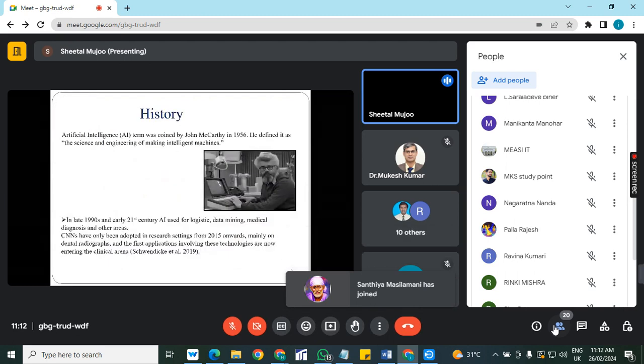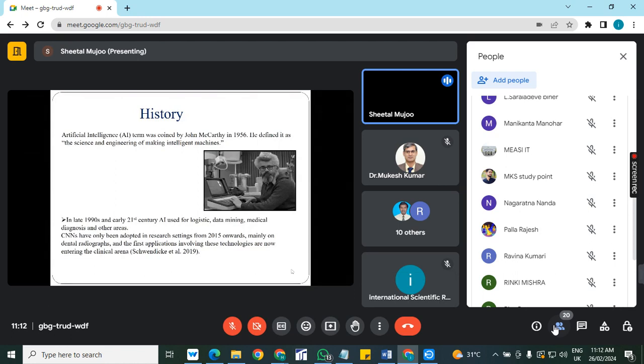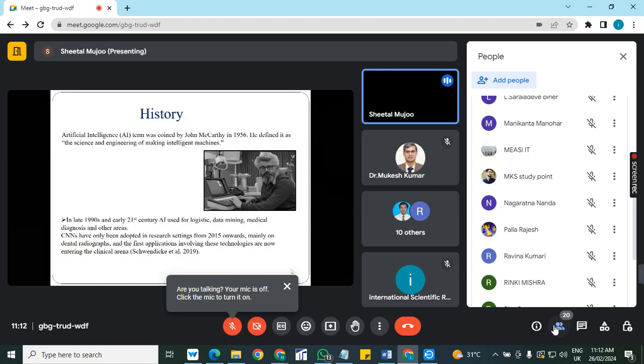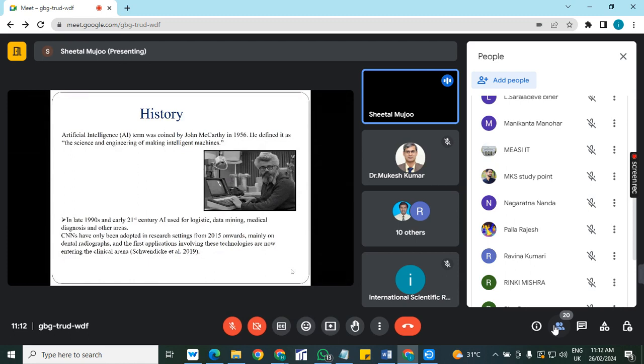The term artificial intelligence was coined by John McCarthy in 1956. He defined it as the science and engineering of making intelligent machines. But not much was done in this respect until the 21st century. Until then, AI was used only for data mining and medical diagnosis. But in dentistry, it was not much used. It was not actually introduced, and even now there is not much application in the clinical area.